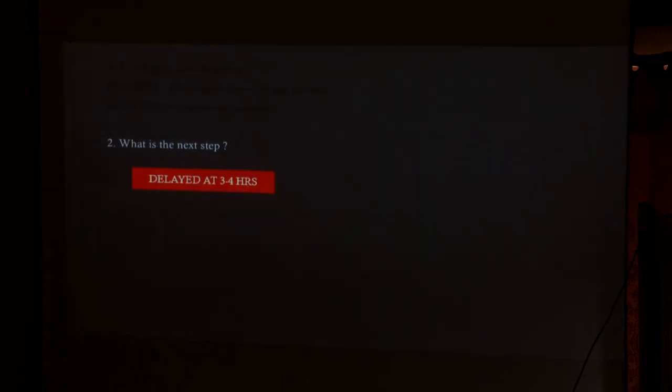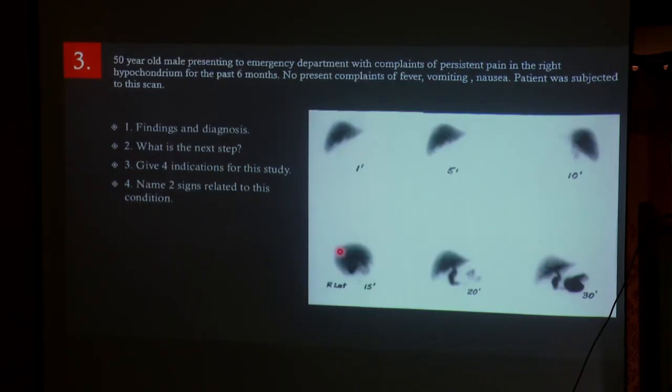Right, so that was a DISIDA scan that is taken, HIDA or DISIDA. Nowadays we use DISIDA or BRIDA scans because they have better hepatic extraction. So these are the commonly done. DISIDA scan is a better answer.